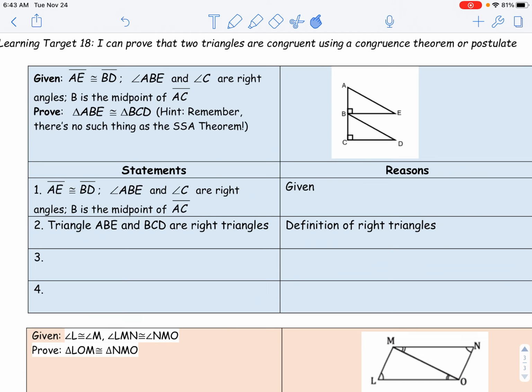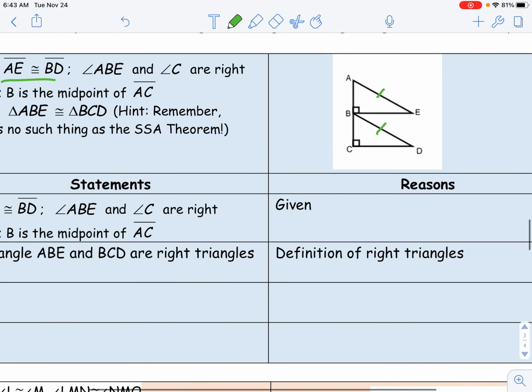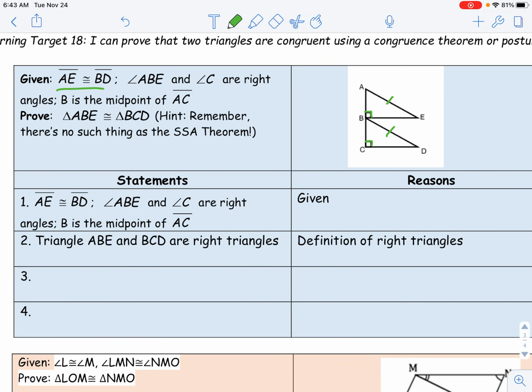So given AE is congruent to BD, angle A and angle C are right angles, B is the midpoint of AC. Woo, so a lot of givens. So let's just go ahead and draw all these. AE is congruent to BD. Told us that these were right angles, we already see that. And since B is the midpoint of AC, I should know that and that.